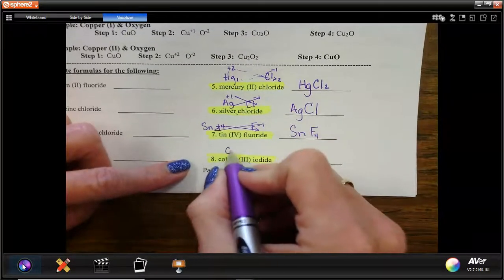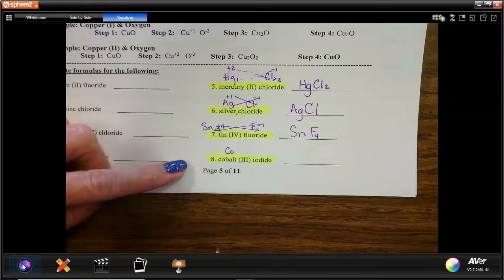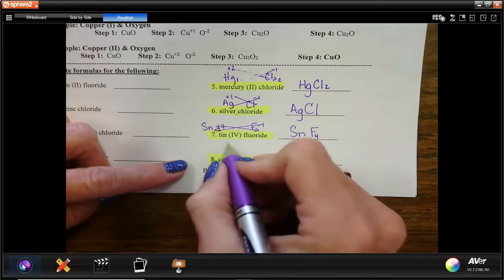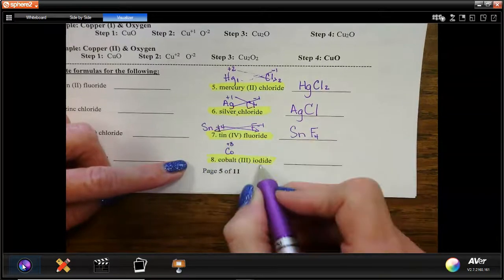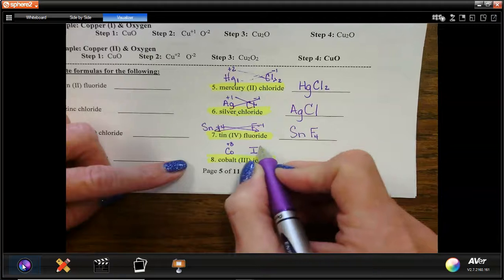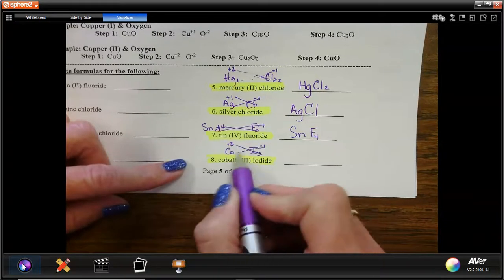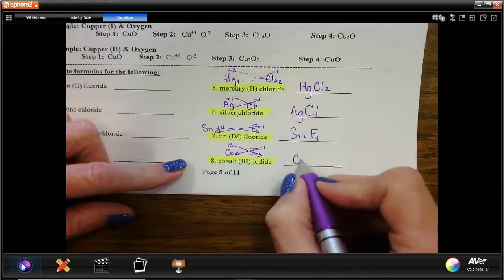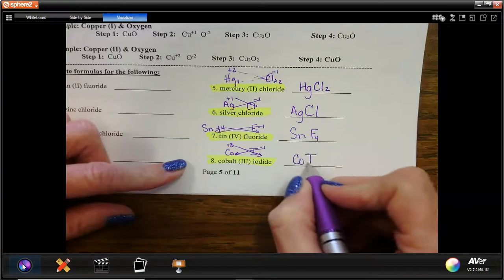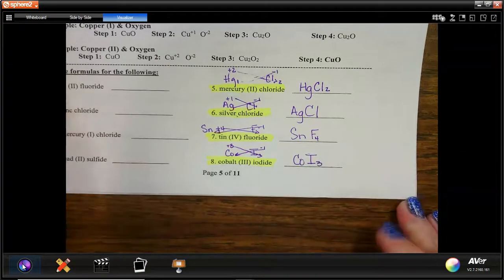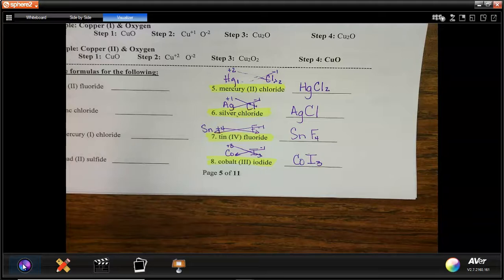Cobalt is Co, and what is its oxidation number? It's +3. Iodide is I, and it's got a -1 oxidation number. Crisscross them, use them as subscripts, and the formula is CoI3. So yeah, good luck with the transition metals naming.